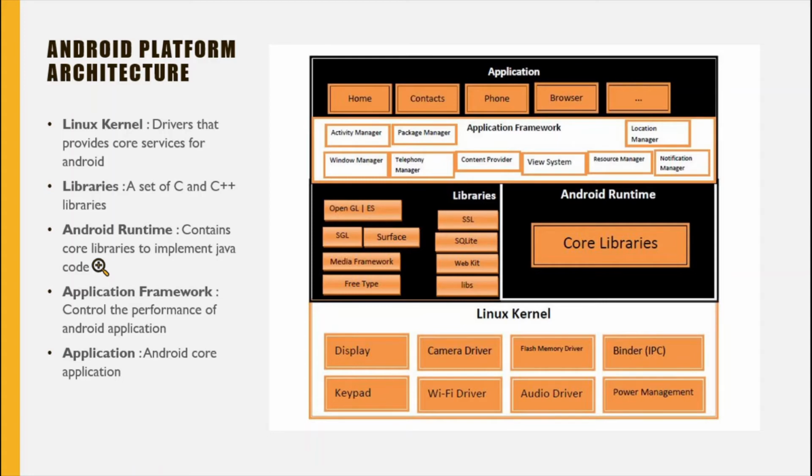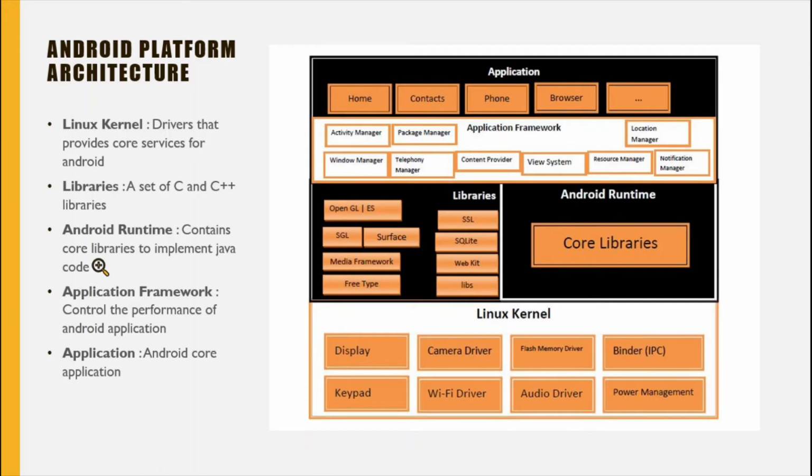And on top of that, we have the application framework. Here we have the activity manager, package manager, location manager. These application framework components actually handle our application's performance and how it looks. On top of that, we have Android core applications like home, contacts, phone, browser, stuff like that. So this is the basic hierarchy of our Android platform.